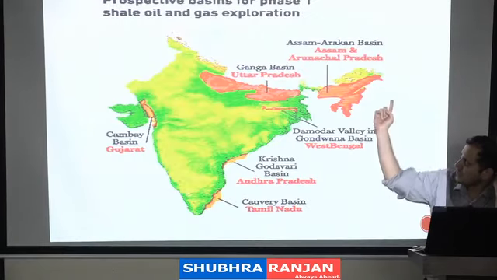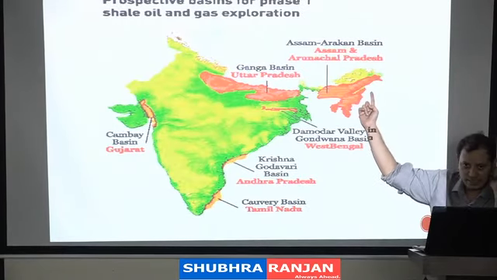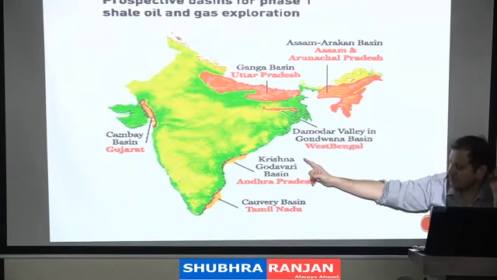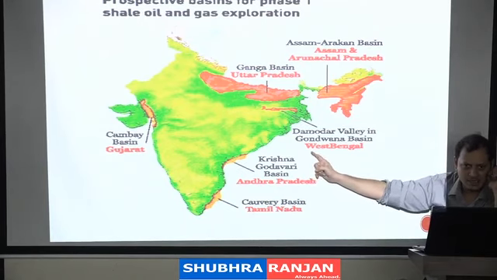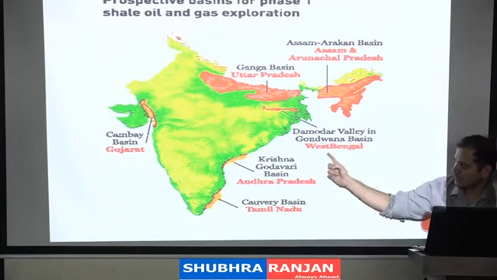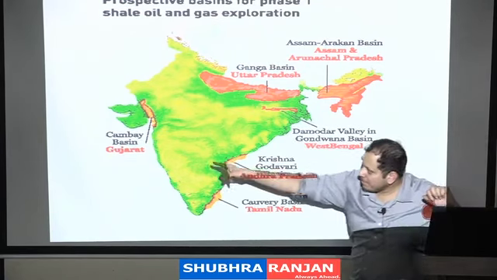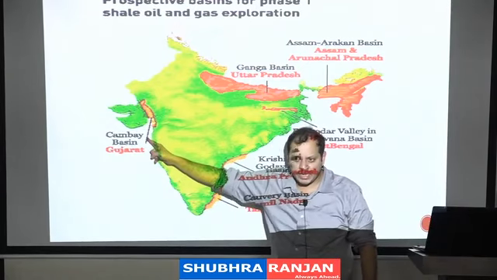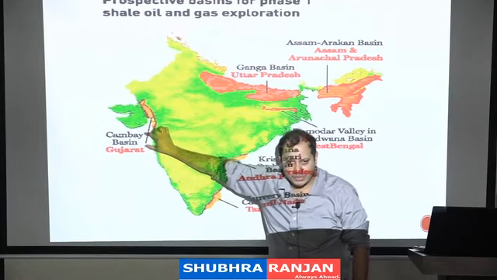So these are the important regions of the shale gas. This entire region, Assam, Arunachal, but the potential is highest in the KG basin region and the Kaveri basin region. We have also in the Gondwana region and the Cambay region. Here there are already oil fields. India's most important oil field, Bombay High, and the richest oil field in India, Basin High, both are located here.